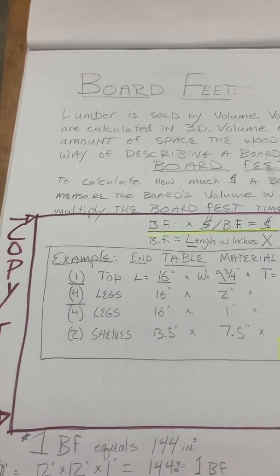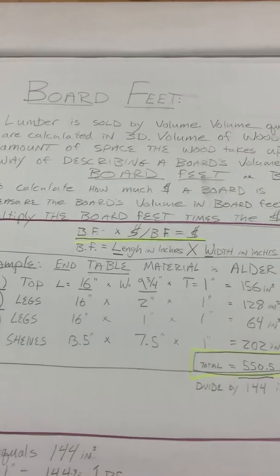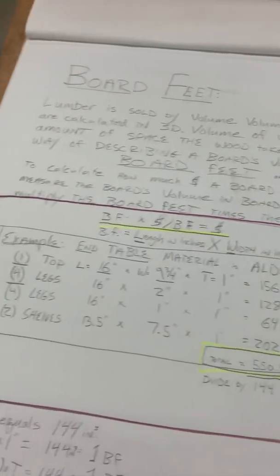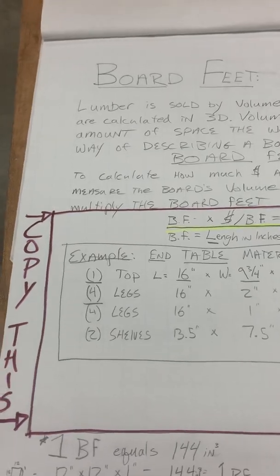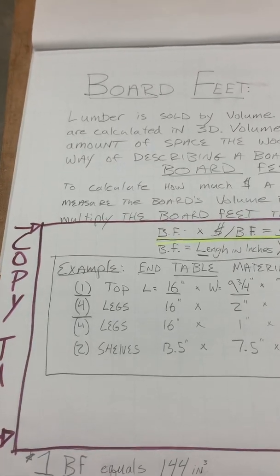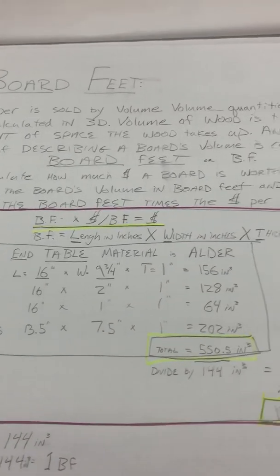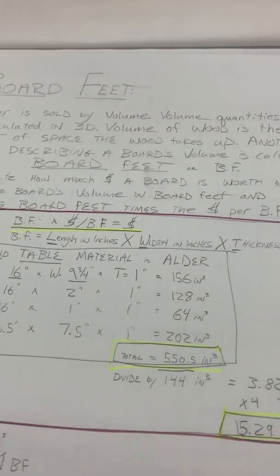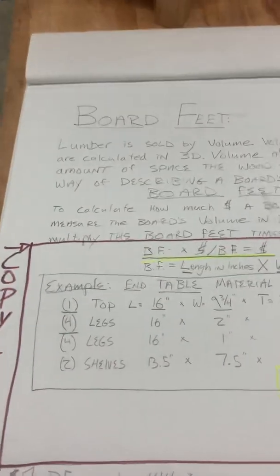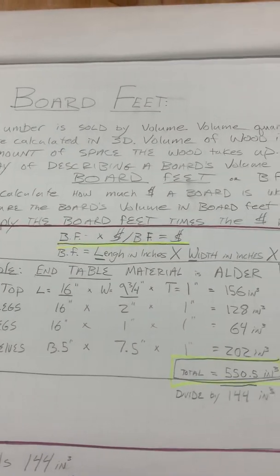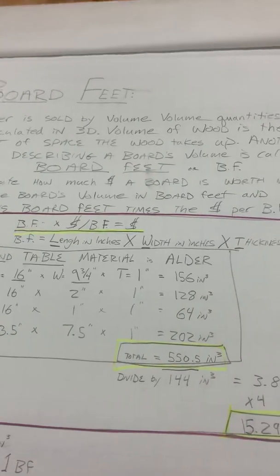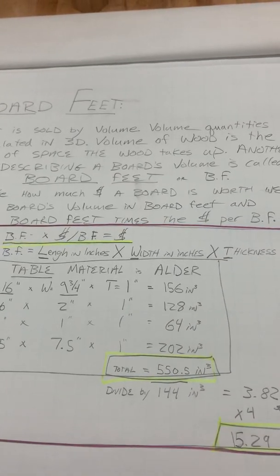Then we got 4 legs, 16 by 2 by 1 equals 128. We've also got 4 other little leg pieces because there's 2 pieces in each leg to make an L shape. So 4 more legs, 16 times 1 equals 64. And then our shelves, we've got 2 of these little shelves here, and that's 13 inches long, 7.5 inches wide, and 1 inch thick. We multiply those, we get 202 inches cubed.